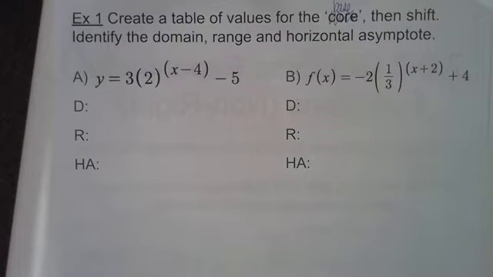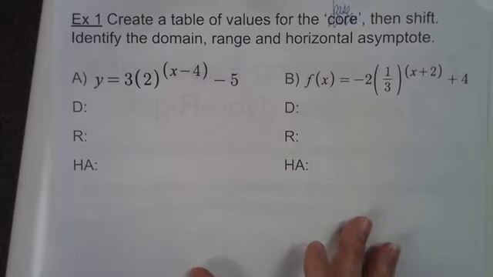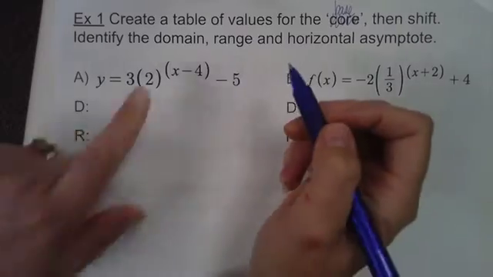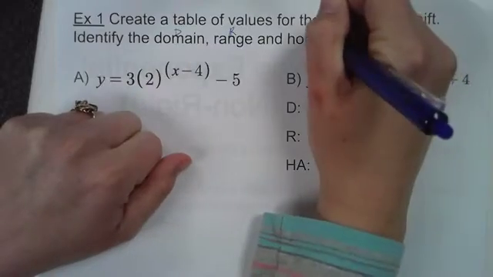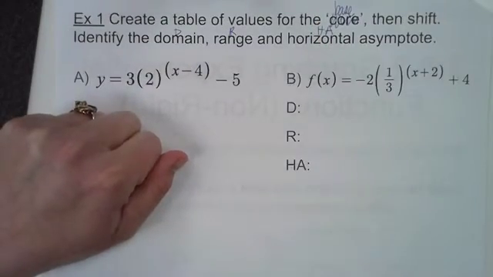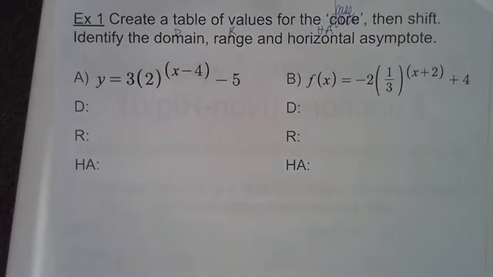Create a table of values for the base function and then shift, identify the domain, range, and horizontal asymptote. All of these things: domain, big D, range, big R, horizontal asymptote, HA. You don't have to write the words, but you can.